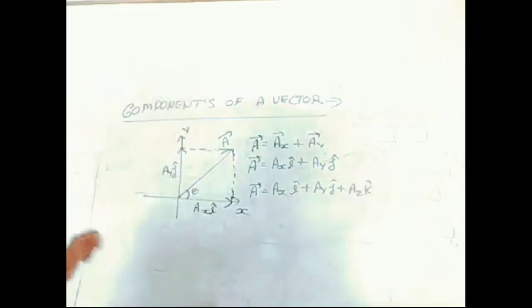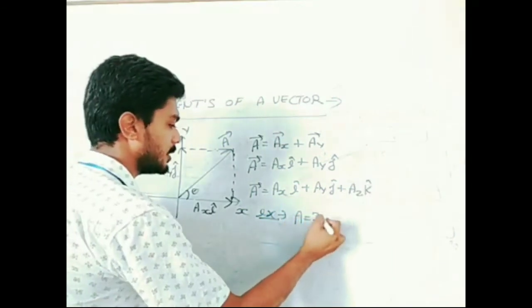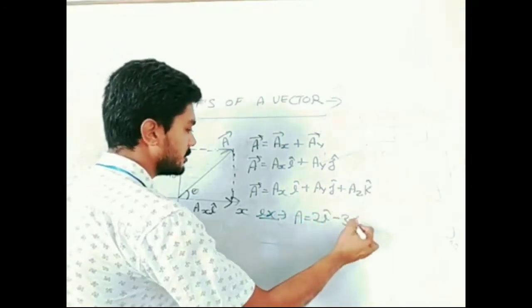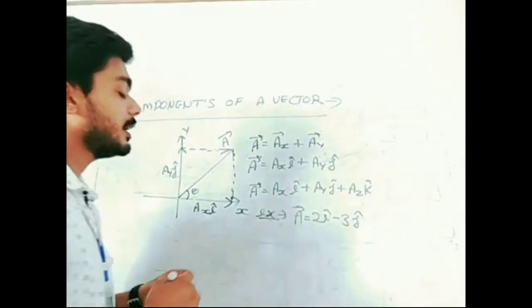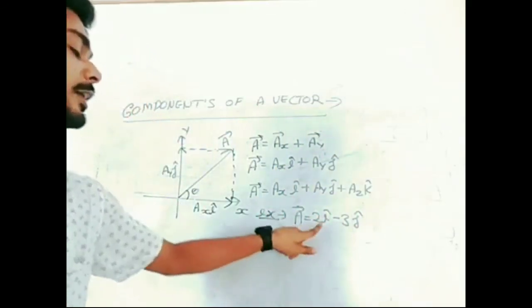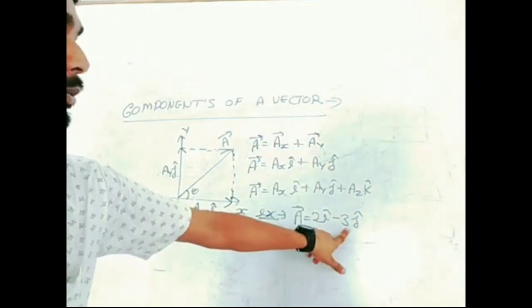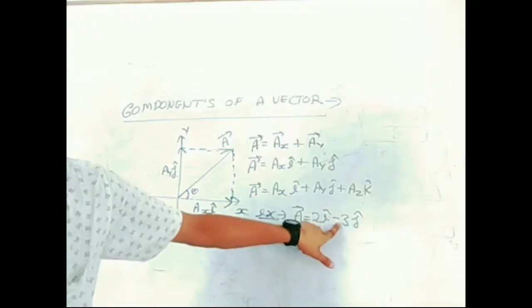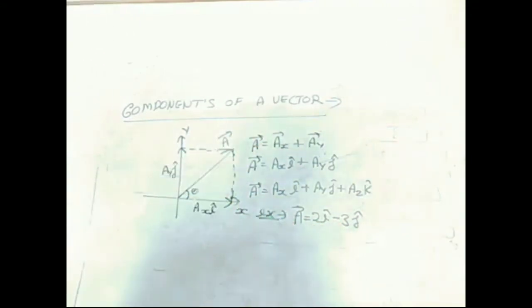Suppose we have a vector, for example, A is equal to 2 i cap minus 3 j cap. It means this complete vector A has an x component 2 and a y component, not 3, minus 3. This is an example to represent the vector.